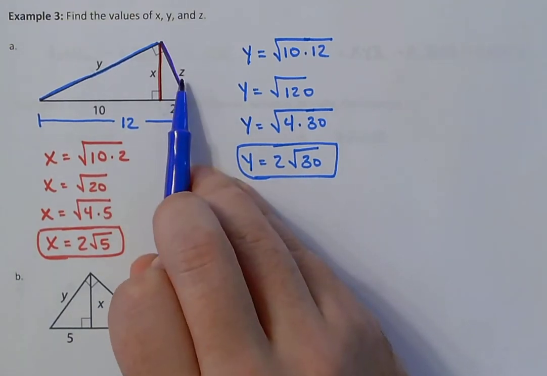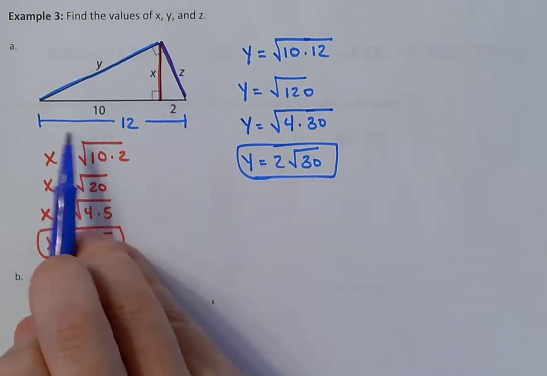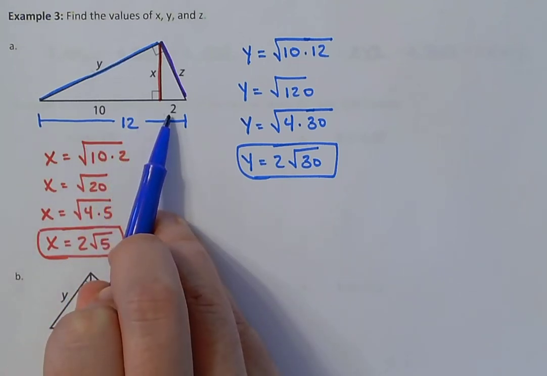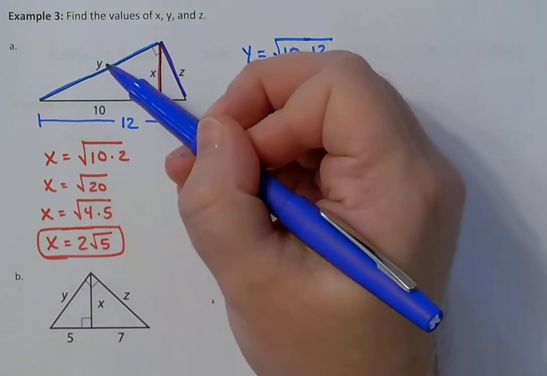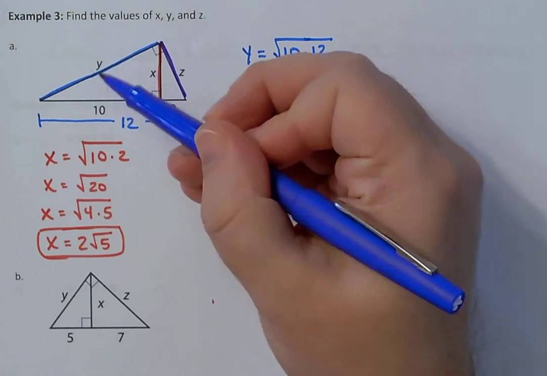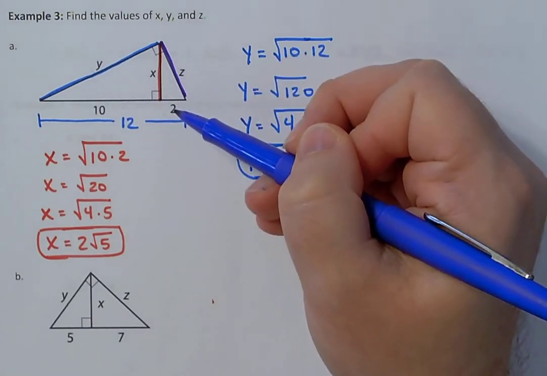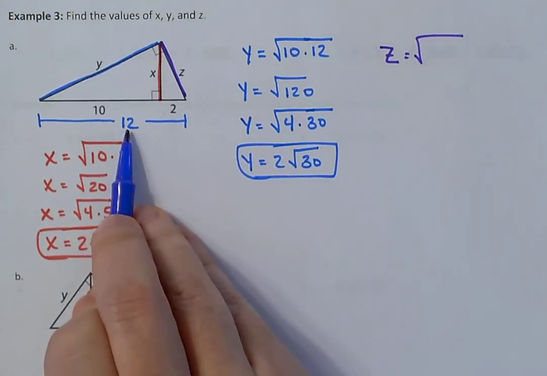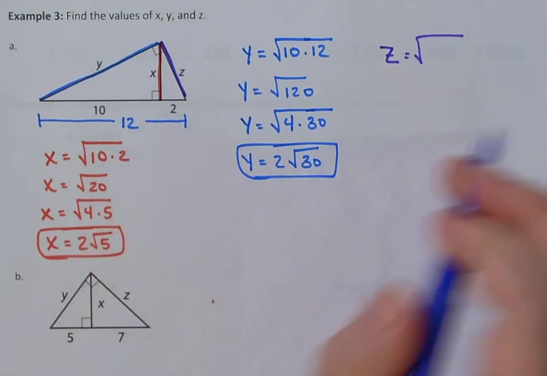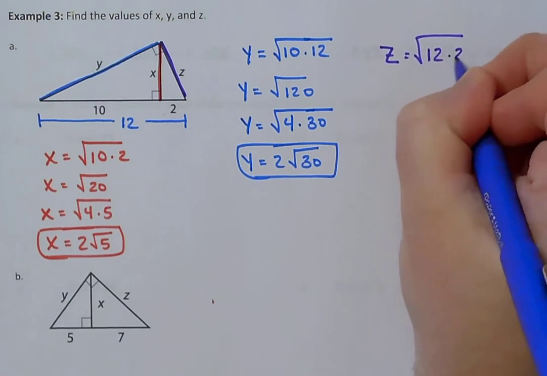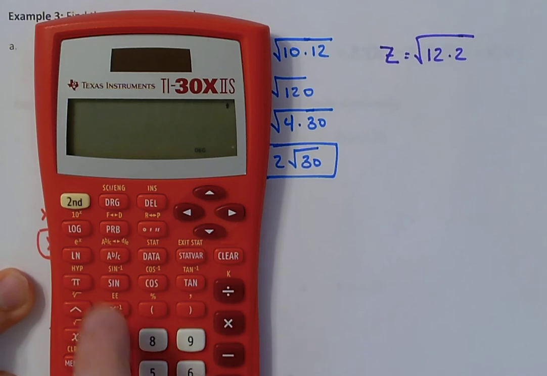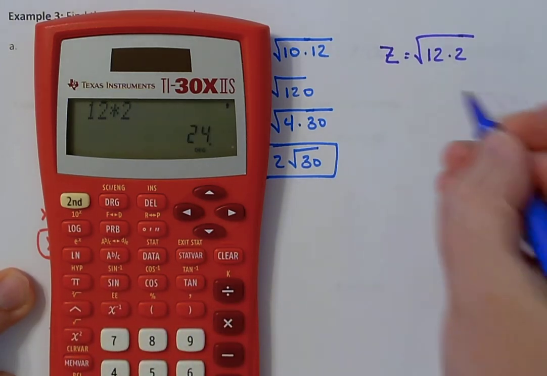So to figure out the value of z, it's going to be the geometric mean of the hypotenuse, which is 12, and then this segment that is next to z. So to figure out y, we used the segment next to it, which was 10. So if we're going to use the segment next to z, it's going to be 2. So z is the square root of 12, the hypotenuse, and then the segment next to it, which is 2. So it's going to be 12 times 2. 12 times 2 is going to give us 24.